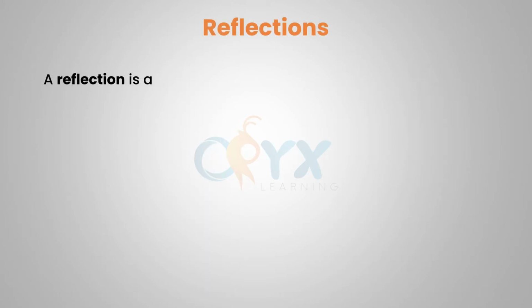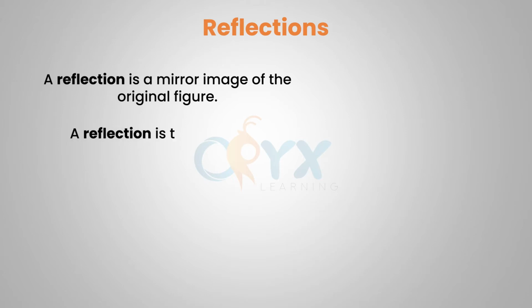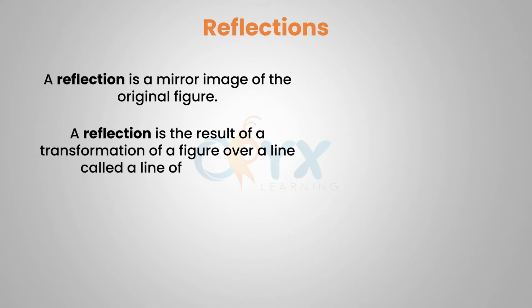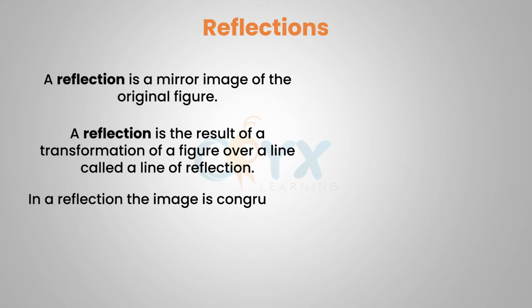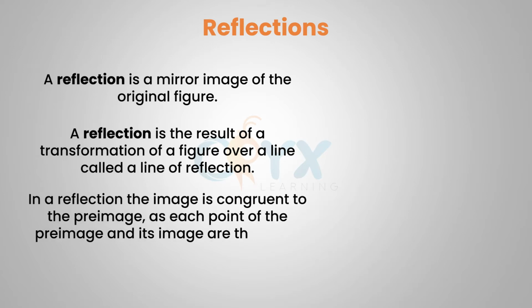A reflection is a mirror image of the original figure. A reflection is the result of a transformation of a figure over a line called the line of reflection. In a reflection, the image is congruent to the preimage, as each point of the preimage and its image are the same distance from the line of reflection.